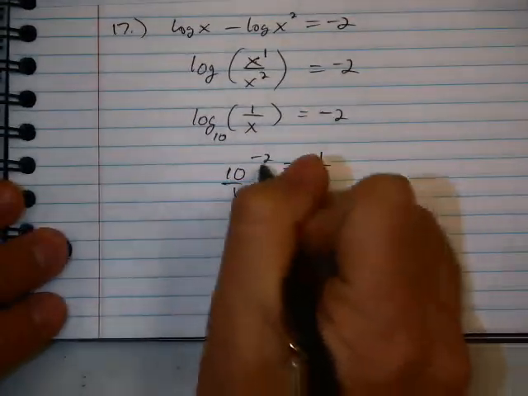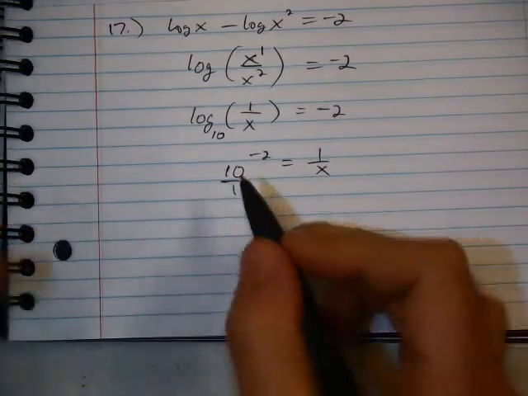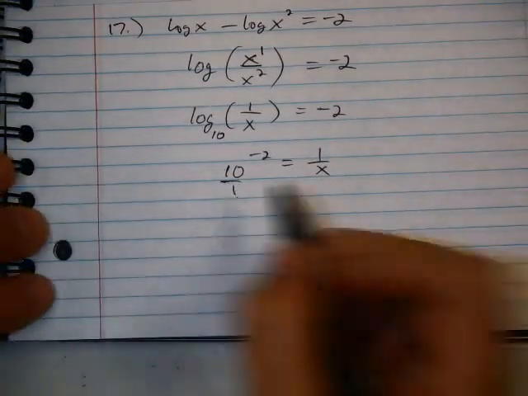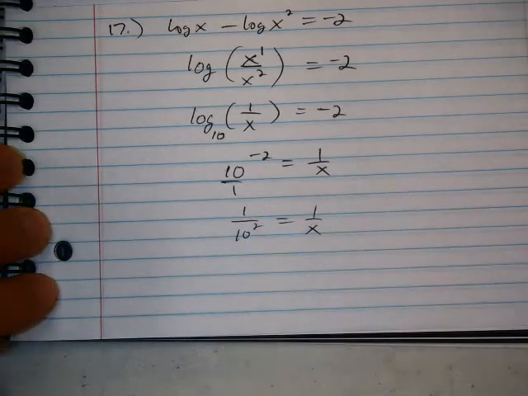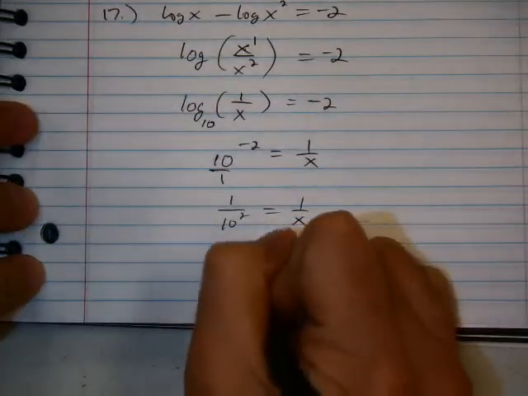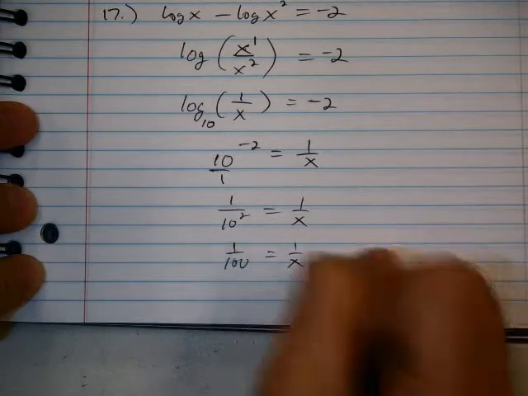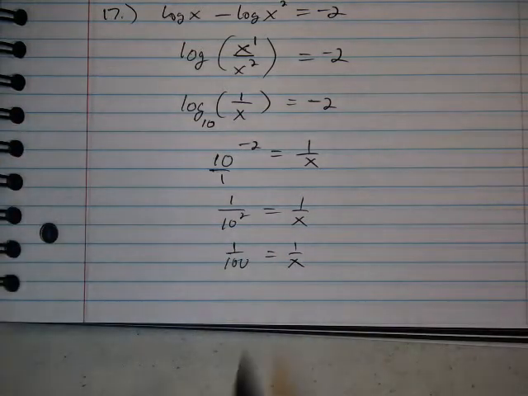And remember that any negative exponent will take our number and do the reciprocal. So if it's originally over 1, it becomes 1 over 10 squared equals 1 over x, which means it's 1 over 100 equals 1 over x. And then it's just a matter of cross multiplying.